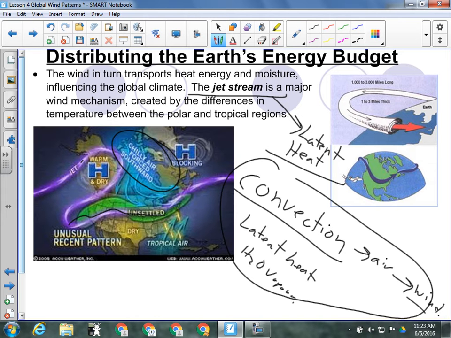Okay, everybody follow the role of the jet stream. Something I might ask about on a test would be explain how energy could be transported from equatorial areas to polar areas. You would need to identify some of the mechanisms. One of those mechanisms is the jet stream. Convection winds would be another. Okay, explain how those work.